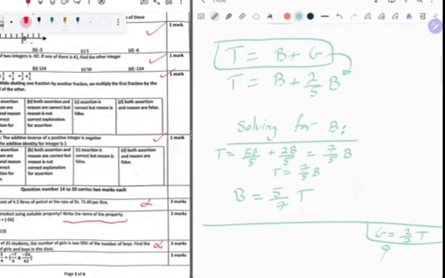So the number of boys is 5 over 7 of T. I don't want the total number because I already have it. I want the number of boys, so that's why I isolated the boys. Keep in mind that at this age and grade, students wonder why I am moving T and B. What do I want? Do I want the total number of students? No, I already have that, so why complicate my life? I need to focus on the number of boys, so I need to isolate this one.